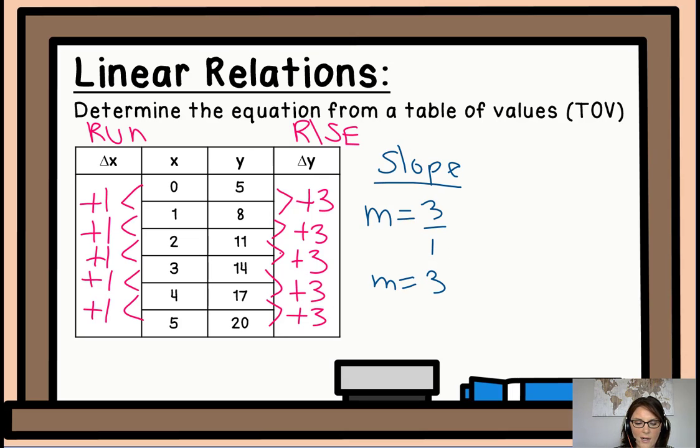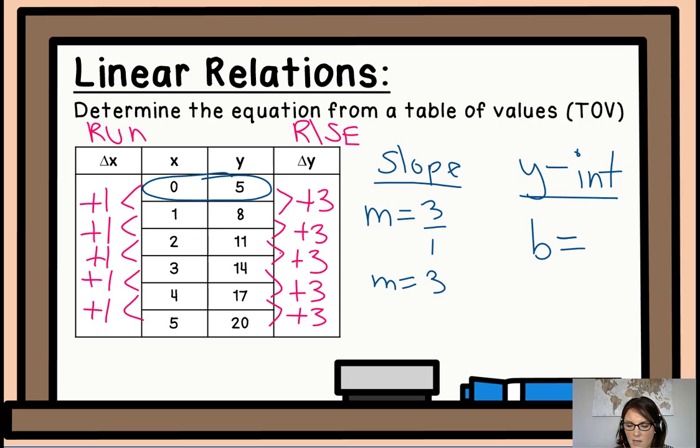And we can look at our table of values and determine our y-intercept. Remember, our y-intercept is where the x value is 0. So on your table, just go ahead and look, well, where does the x equal 0? What's the corresponding y value? And that is our y-intercept. So in this case, the corresponding y value is 5. So our y-intercept, or the b value, is equal to 5. And we can put it all together to make our equation. So y equals 3x plus 5.